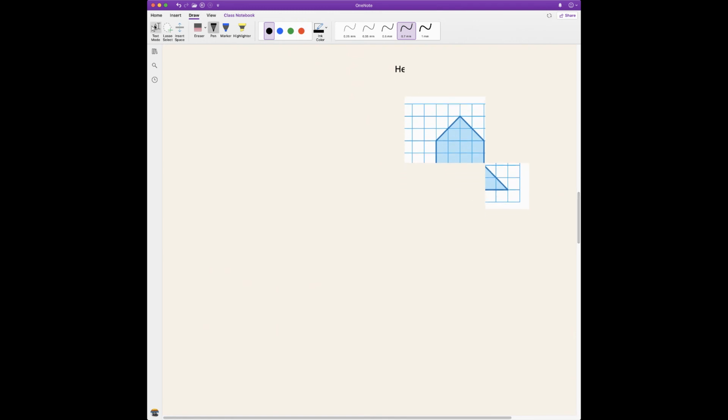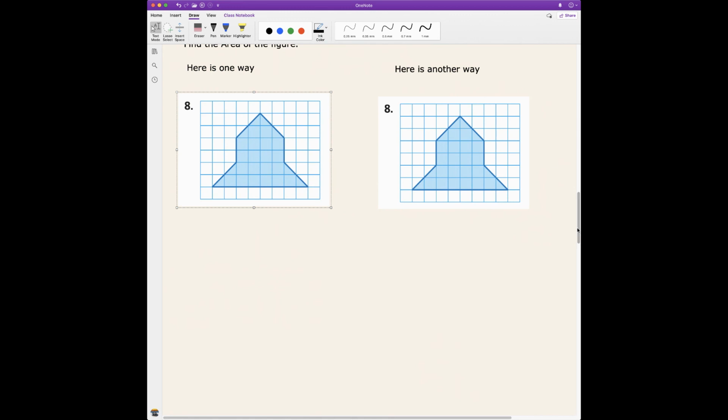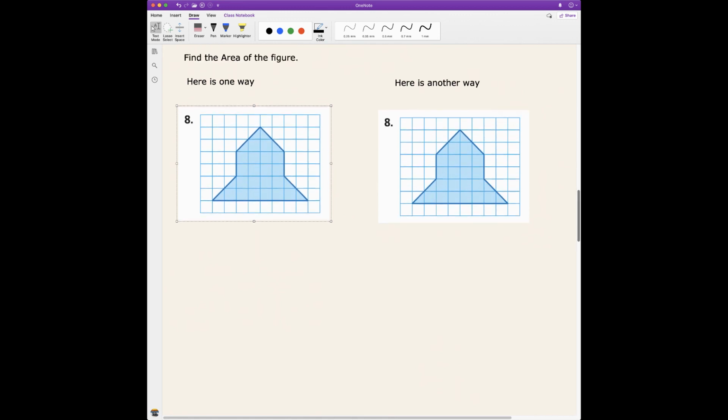And my examples are right here. They're hiding from me. There we go. Let me scoot this up. So let's find the area of these figures. Okay, so this first one, let me break this up into, there's a trapezoid, there's a rectangle, and there's a triangle. So I have 3 shapes, 1, 2, and 3.